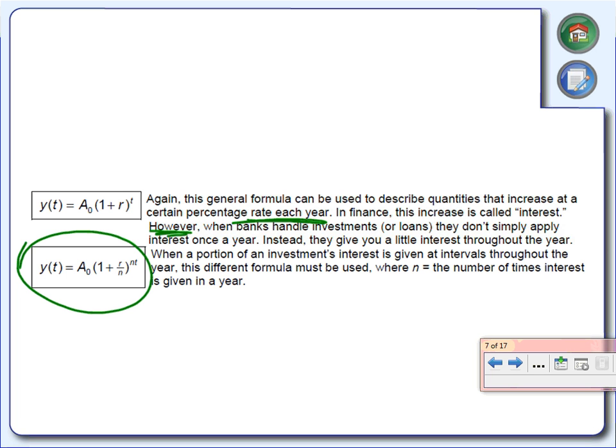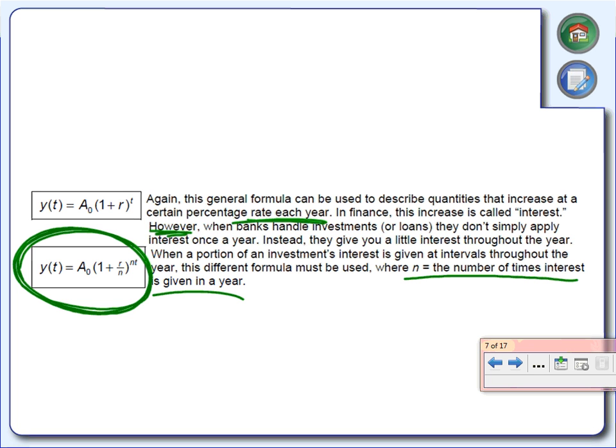Now notice the difference between the one we've been using and this new one here. Notice there's an extra letter, an extra variable. Do you see it? What's the extra letter variable? N. And what exactly is that N representing?